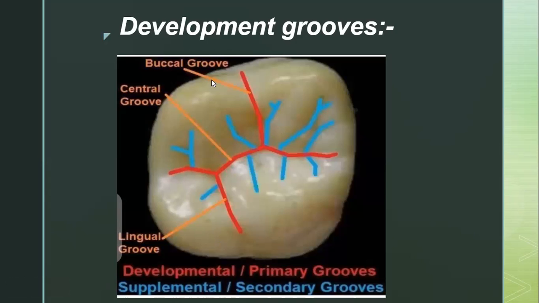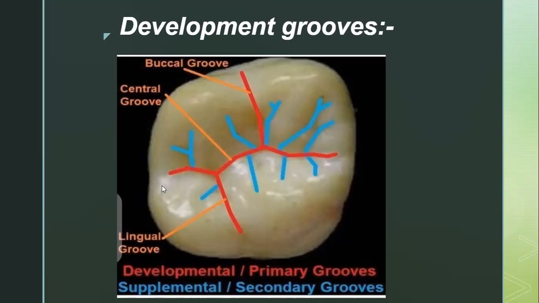These are dividing the primary parts, as this is the distobuccal, mesiobuccal, here we have mesiopalatal or mesiolingual. Then here we have distopalatal cusp, right? So it is dividing the primary parts. Primary parts are basically these cusps, right? So these grooves are dividing the primary parts of the tooth on the occlusal surface.